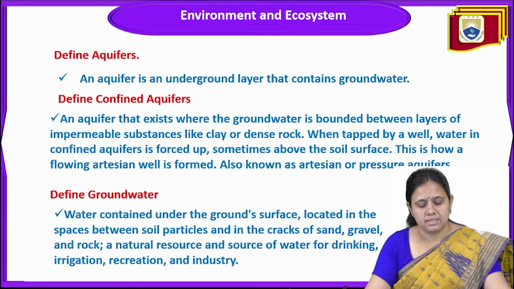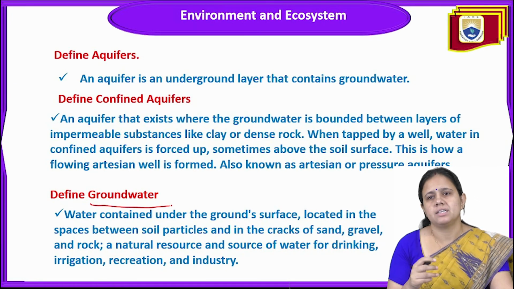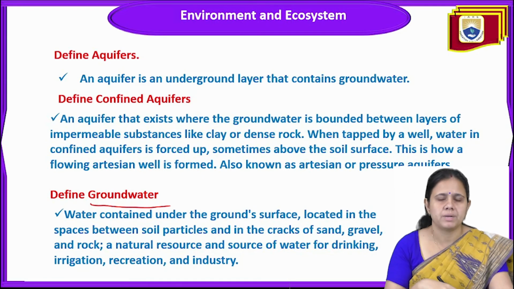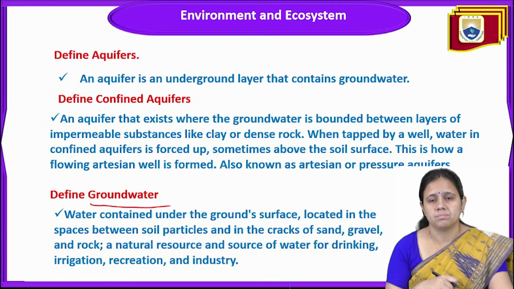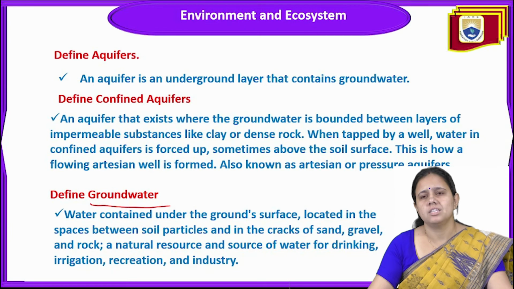These are the terms that is related with the groundwater. So groundwater is the water that is contained on the ground surface, underground water that is present, all water that is present beneath the earth surface, means that is holding into the rock that is available within the earth surface. So groundwater is the water contained in the ground surface, located in the space between the soil particles and the cracks of sand, gravel and rock. That is a natural source and source of water for drinking, irrigation, recreation and industry.